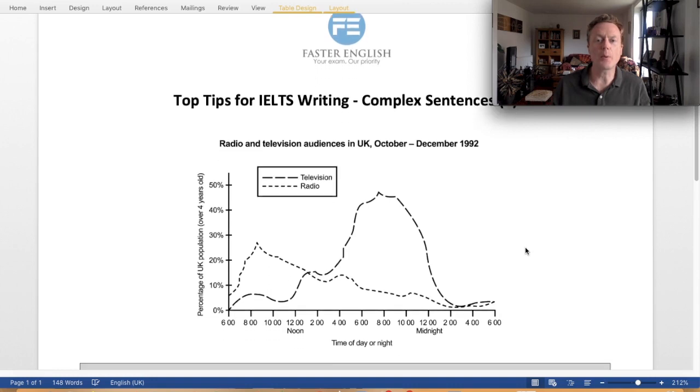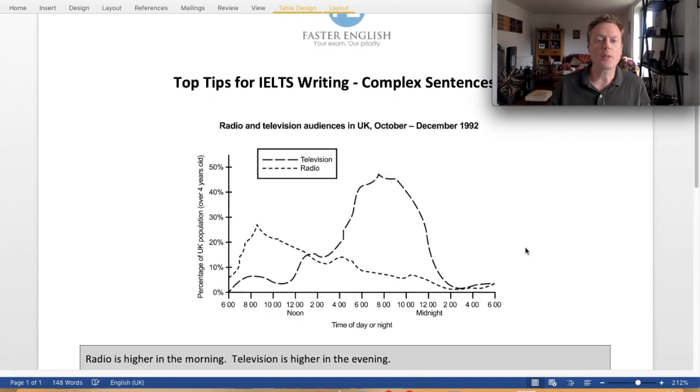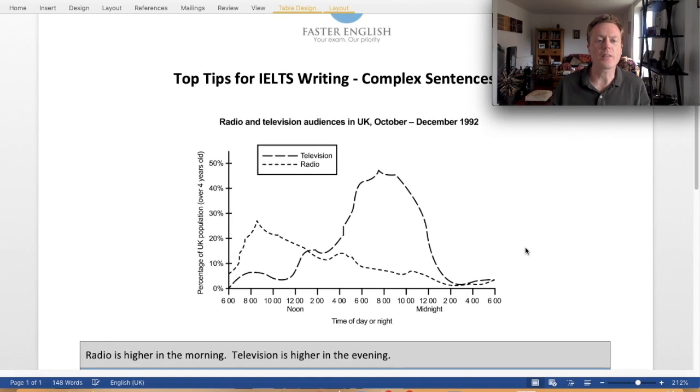So for example, if we look at our first pair of sentences, you get sentences like this. Radio is higher in the morning. Television is higher in the evening. So two problems. First one, radio what? It's not just radio or television. We need to include this.